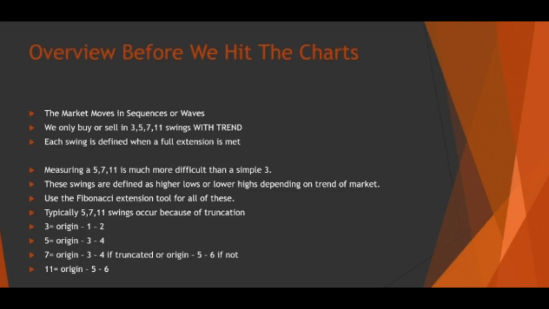Use a Fibonacci extension tool for all of these, and these are, once again, to recap how you measure. When you're in a 5, 7, or 11, you have to understand that truncation has occurred if that's there, typically. If you're measuring a 3, we know that we're origin 1 to 2. If you're measuring a 5, it's an origin of 3 to 4. A 7, as we know, depending on the truncation, is either origin 3 to 4 or origin 5 to 6. And then on 11, it's always origin 5 to 6. Okay?